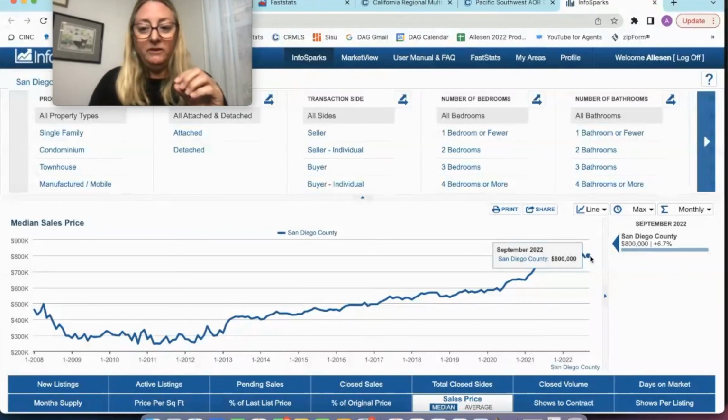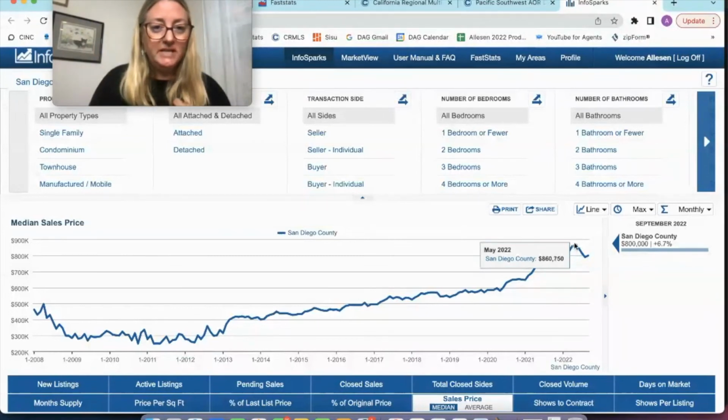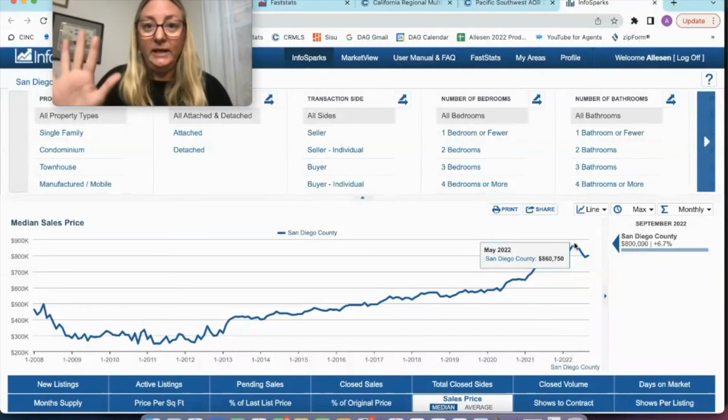Okay. So if prices have dropped less than 10%, but interest rates have gone up 2 to 3%, these guys who bought at the top of the market are still in a better position.